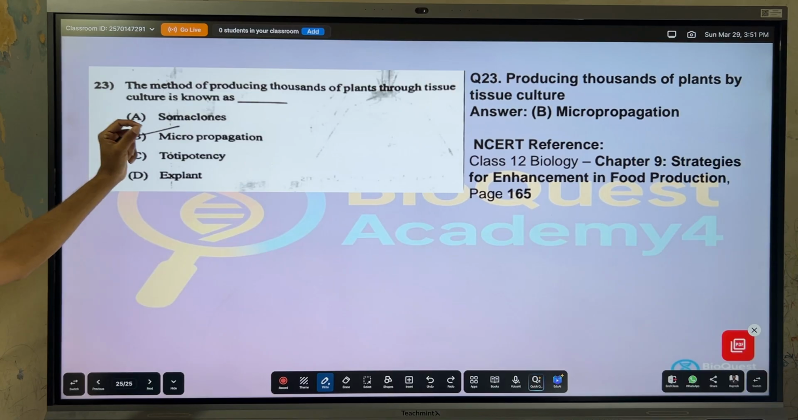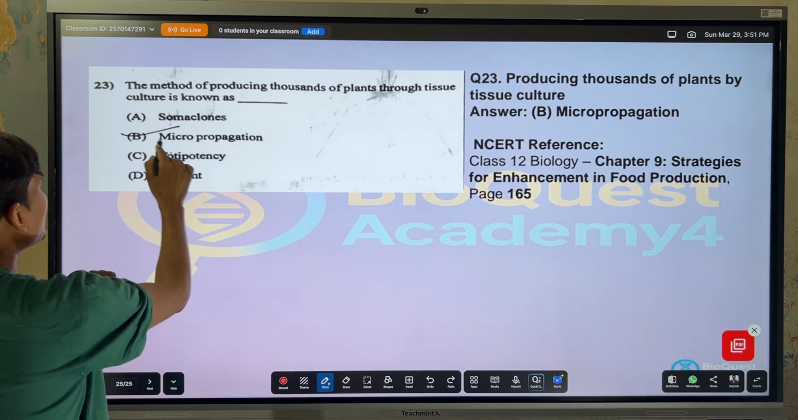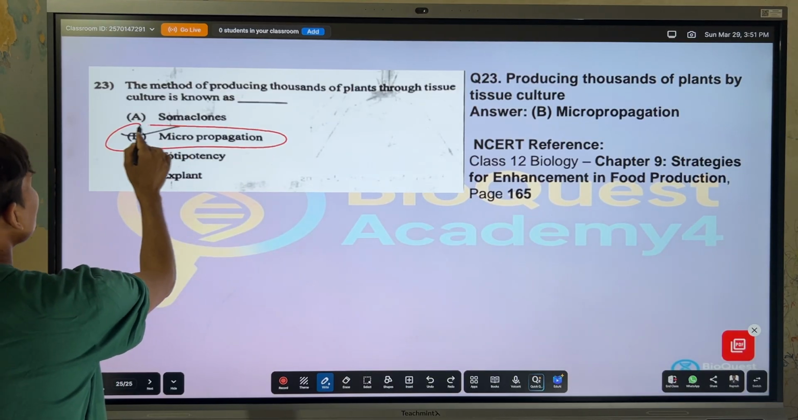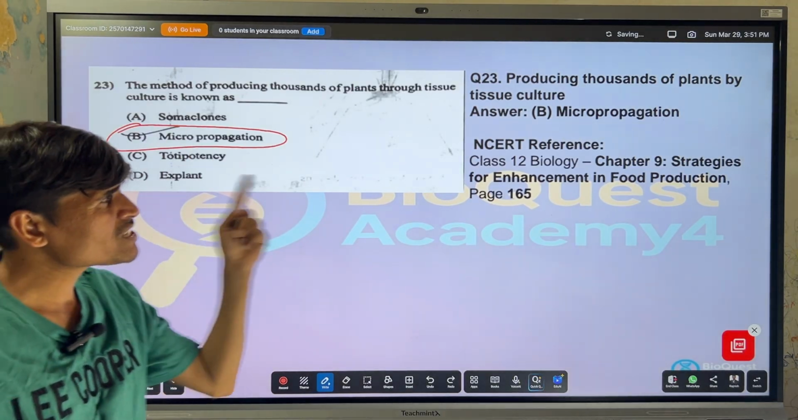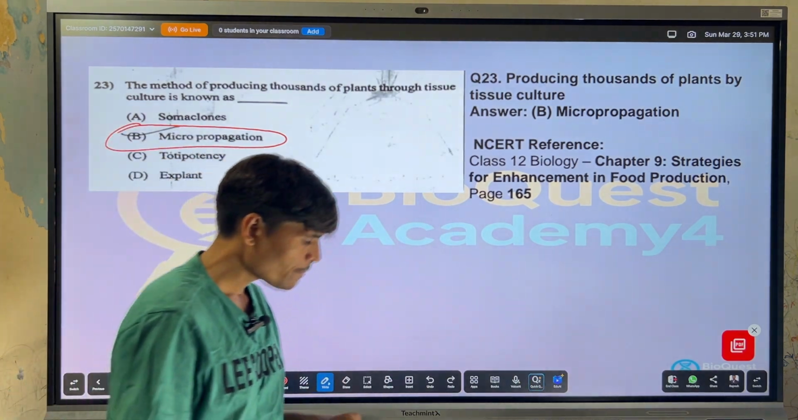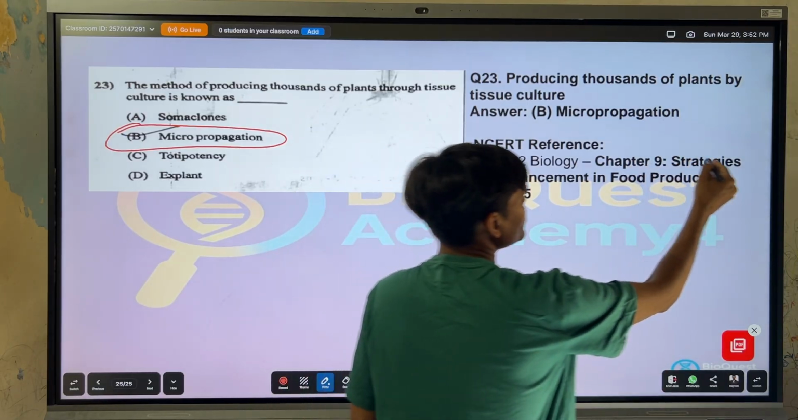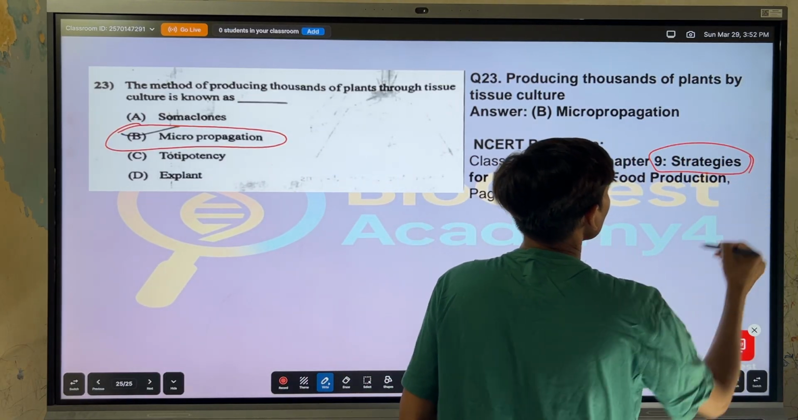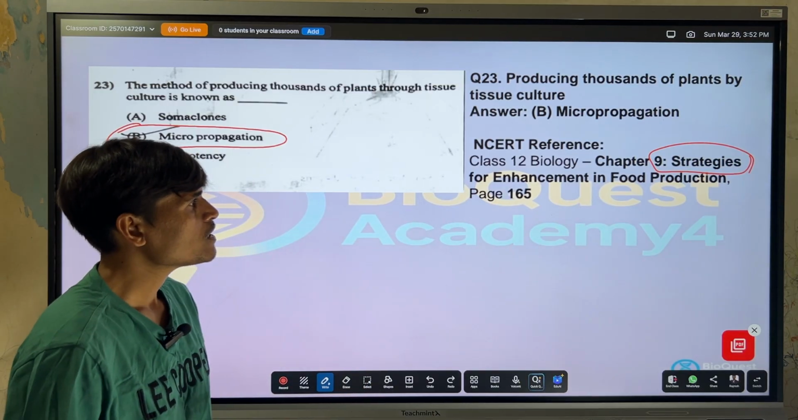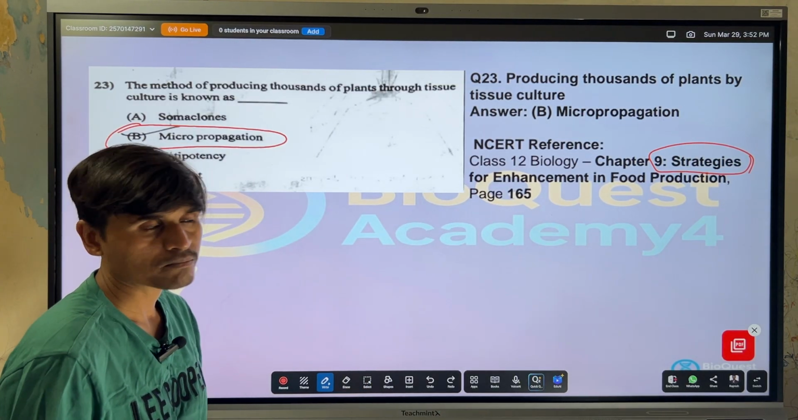Question 23. The method of producing thousands of plants through the tissue culture is known as micropropagation. This is old syllabus, deleted chapter. If you remember, you may not have learned this chapter. Chapter 9, strategies of enhancement in the food production.